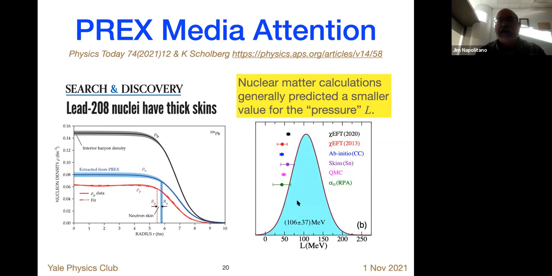And it's a statistical error almost entirely. Our systematic errors were very small. But nevertheless, we don't seem to agree, hence the idea that we have thick skins. The pressure is larger than what people expected it to be.